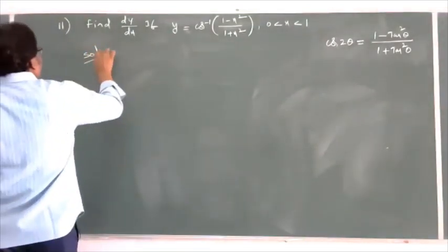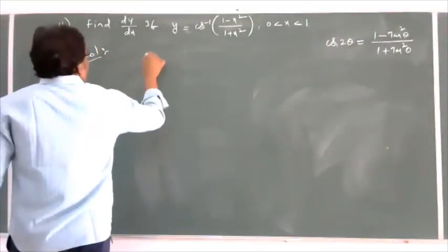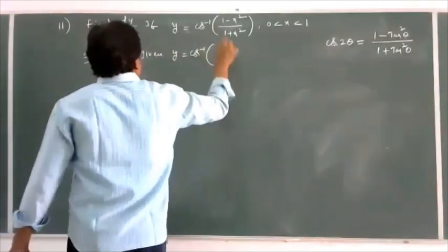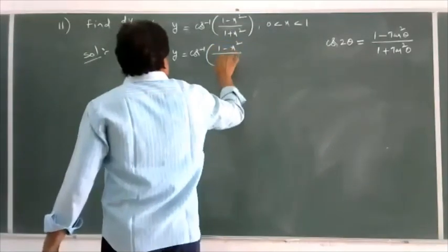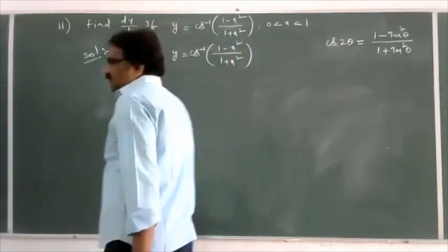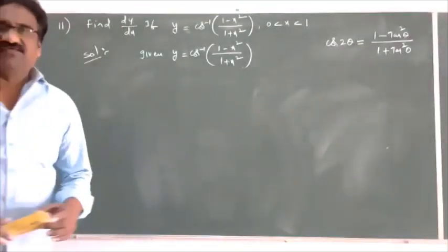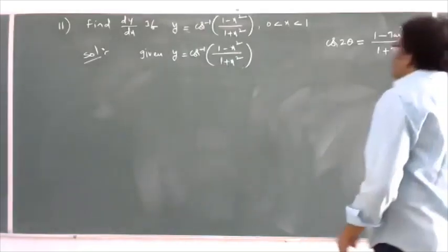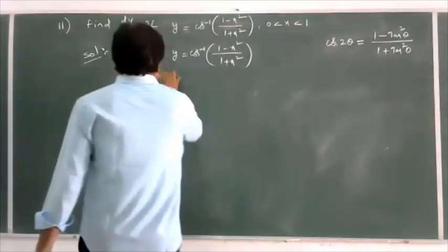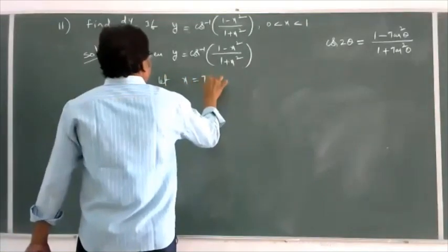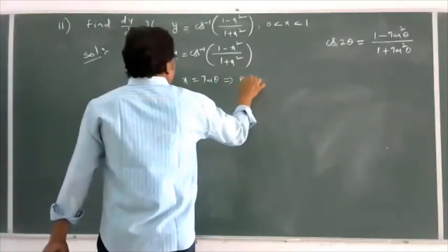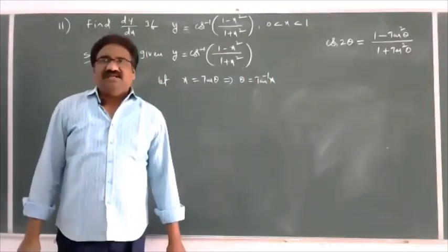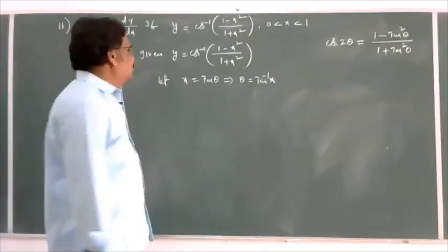Solution: given y is equal to cos inverse of 1 minus x square by 1 plus x square. Let x is equal to tan theta, which implies theta is equal to tan inverse x.